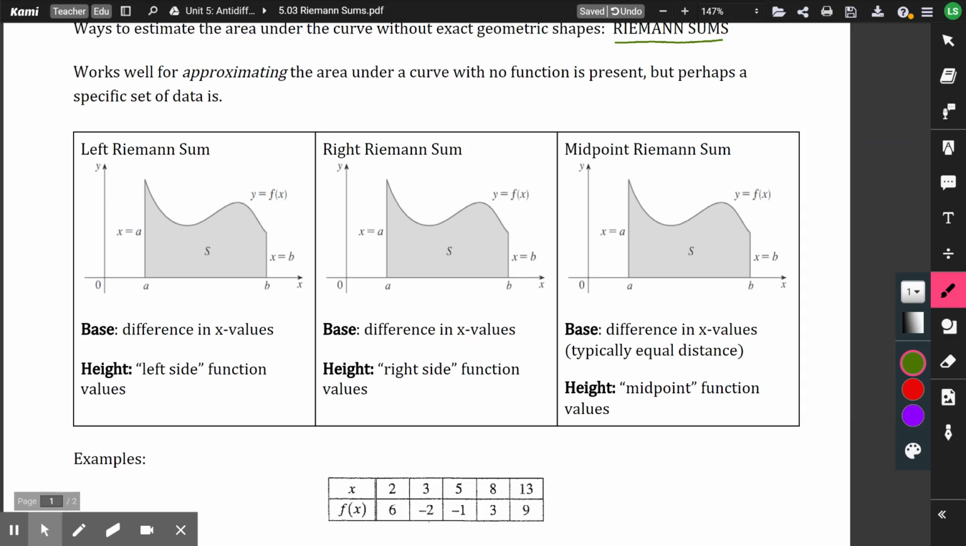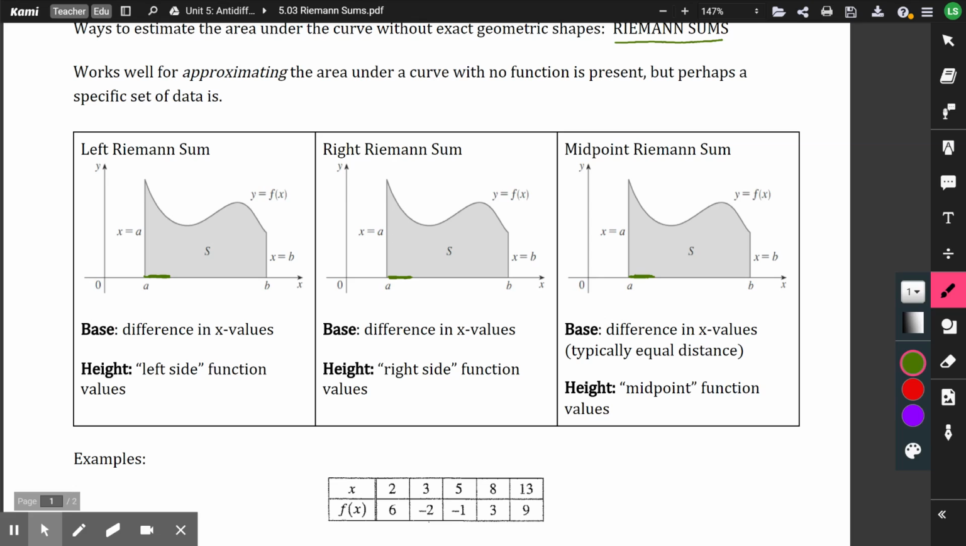So it breaks down into three different types of Riemann sums: the left Riemann sum, the right Riemann sum, and the midpoint Riemann sum. All of these are still going to be rectangles, and the base of your rectangle is going to be along the x-axis, and it's going to be a difference in x values. So all of them are going to use your delta x for your width.